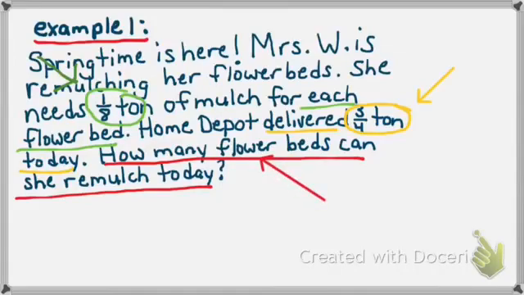We know that Home Depot delivered 3/4 of a ton today. And we know that we're going to put 1/8 of a ton in each separate flower bed. So 1/8 in one, 1/8 in another, 1/8 in another. I have a total. I'm breaking it into smaller groups. That means division. 3/4 is my total, divided by 1/8, because each smaller group will use 1/8 of a ton. Let's move this to the next page and see how to solve a division problem with fractions.